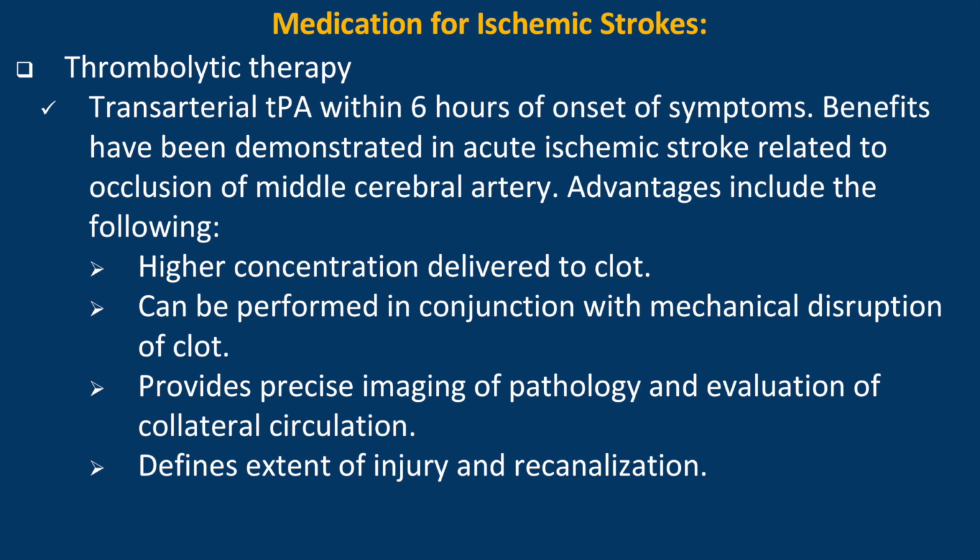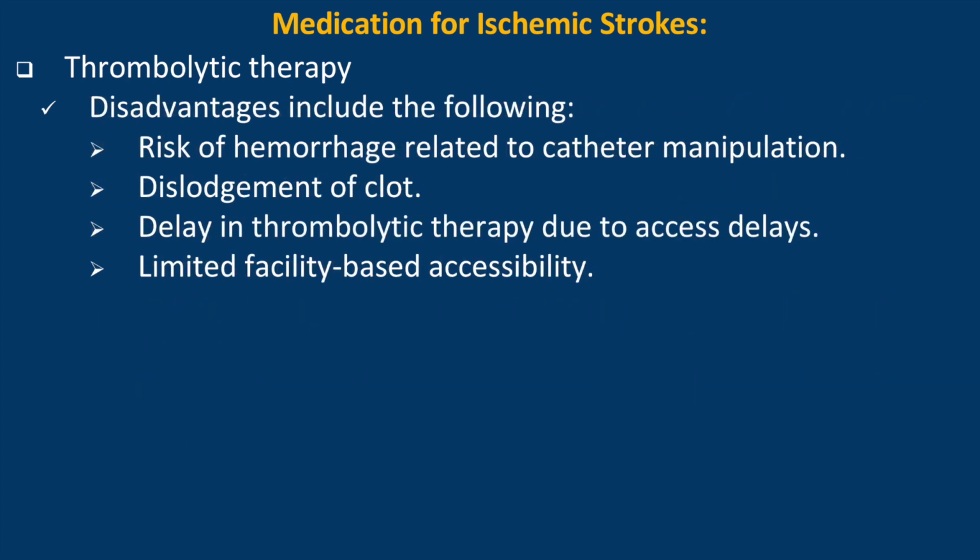Benefits have been demonstrated in acute ischemic stroke related to occlusion of the middle cerebral artery. Advantages include the following: higher concentration delivered to clot, can be performed in conjunction with mechanical disruption of clot, provides precise imaging of pathology and evaluation of collateral circulation, defines extent of injury and recanalization. The disadvantages include the following: risk of hemorrhage related to catheter manipulation, dislodgement of clot, delay in thrombolytic therapy due to access delays, limited facility-based accessibility.